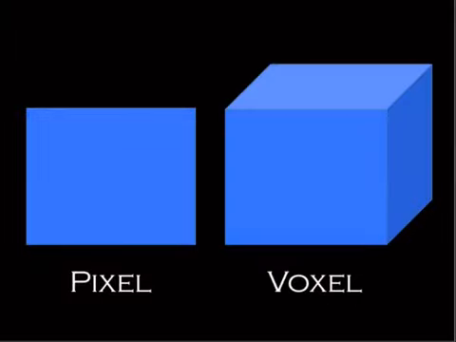So when we acquire data in CT, it's not acquired in two dimensions, though. It's acquired in three dimensions. So it's less of a pixel and more of a voxel, which has a third dimension, depth, and that's your slice thickness. So a pixel is a square, a voxel is a cube.